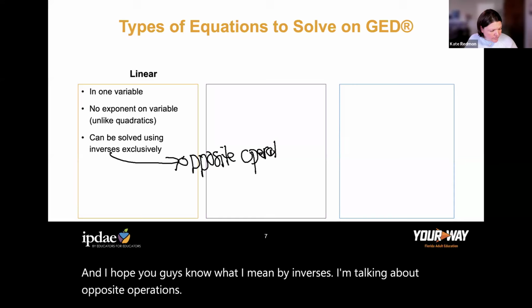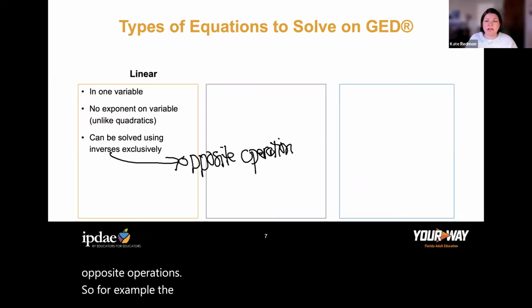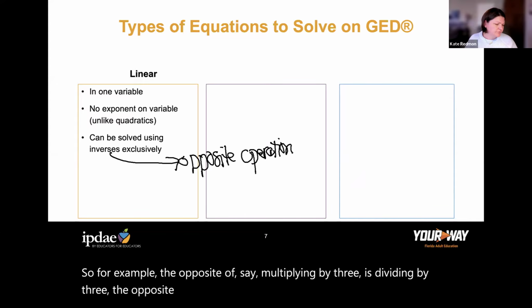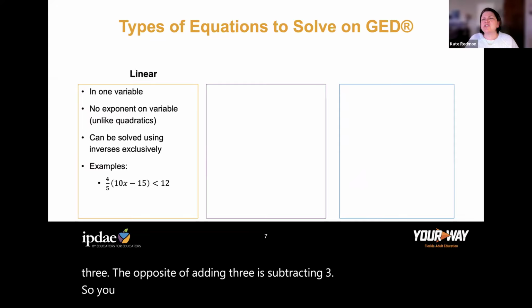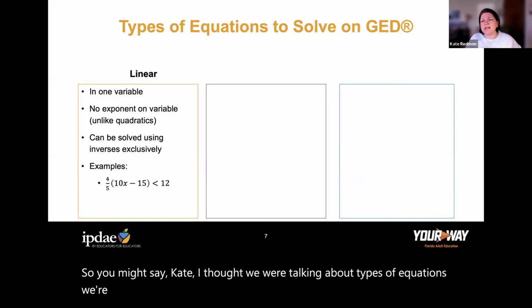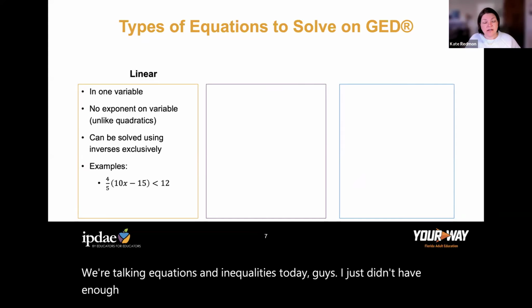So, for example, the opposite of, say, multiplying by 3 is dividing by 3. The opposite of adding 3 is subtracting 3. So you might say, Kate, I thought we were talking about types of equations. We're talking equations and inequalities today, guys. I just didn't have enough space up at the top to write types of equations and inequalities.